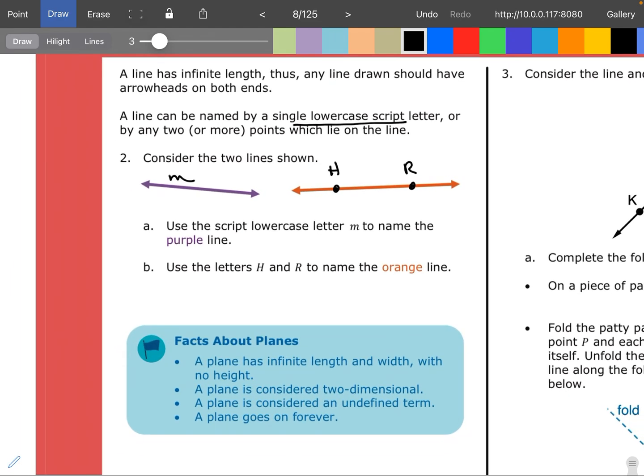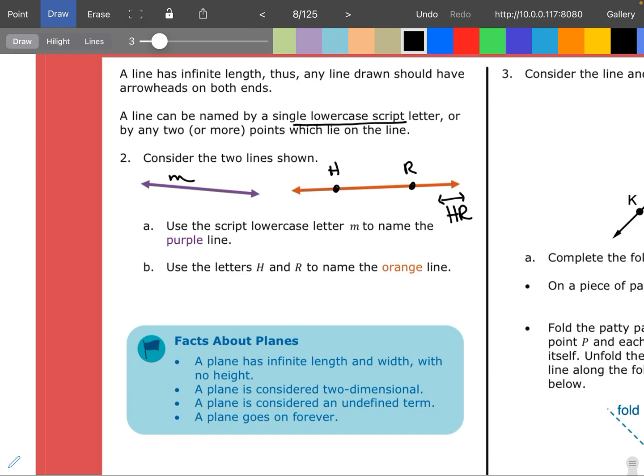And you would either say line M, or in the case of this, the orange one, you would write H and R with a segment on top with the little arrows at each side. That's how our symbols are to name a line.